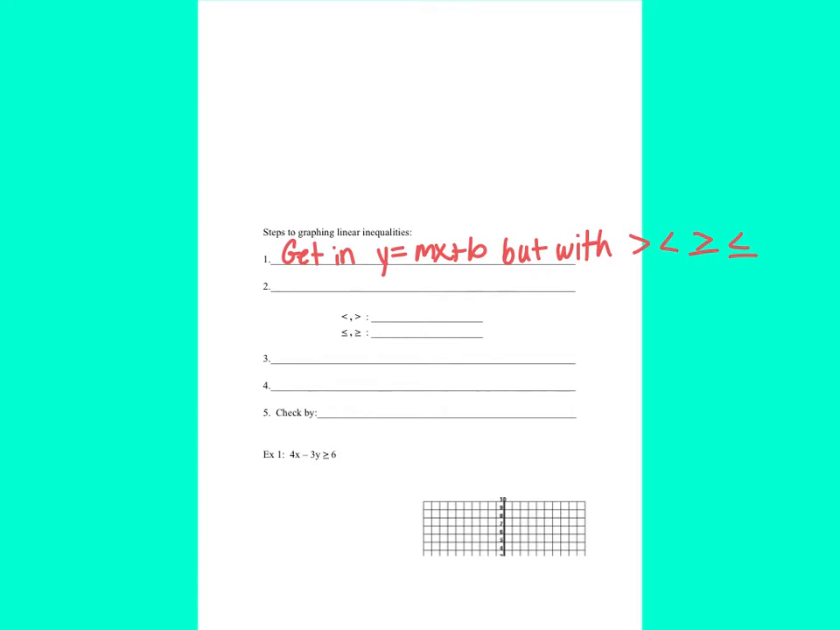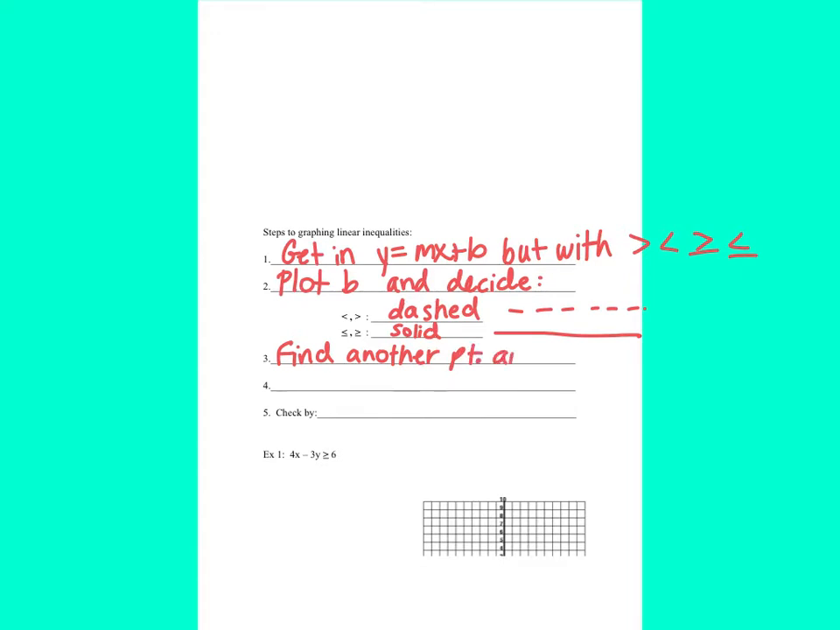Okay, the next step is just to plot b on the y-axis, right? That's what we did whenever we graphed regular equations too. So plot b and then decide. Here is what you're deciding. Is it a less than or greater than sign? So meaning, what kind of line? What do we write down? Dashed, right? If it's just less than or greater than. So you're going to decide, is it going to be dashed, which looks like this? Or is it going to be less than or equal to, greater than or equal to, which is solid? Okay? So once you've got that, you need to just find at least another point, and draw your line.